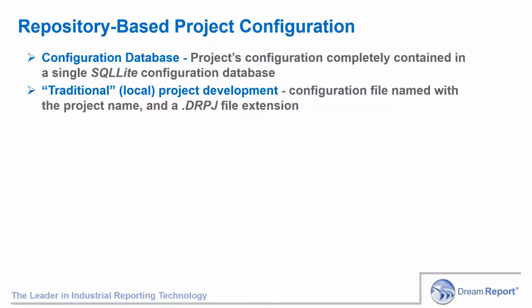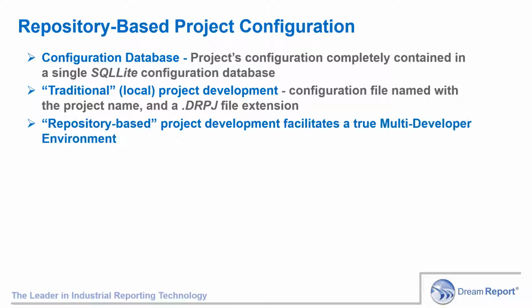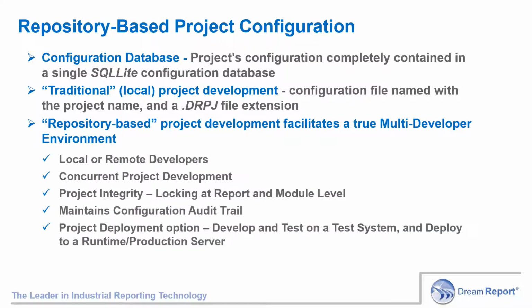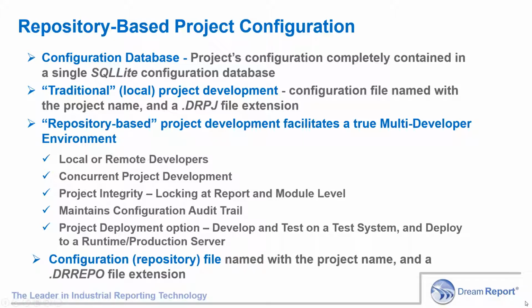Repository-based project development, where a common project repository, also a SQLite configuration database file, is maintained on a Dream Report server, allowing for local or remote Dream Report developers to work with local copies of the project, based off the main project repository, lock objects for remote development, and hence prevent conflicts with other remote users, and maintain a complete configuration audit trail as reports and other project configuration tools are checked in or out of the main project repository. The project repository file will be named with the project name and a .drrepo file extension.